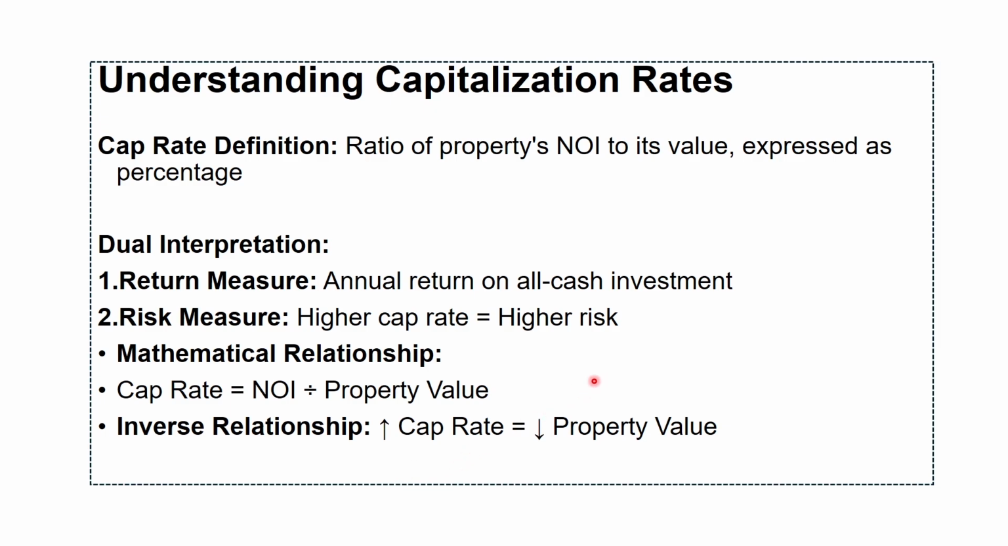Why does this inverse relationship exist? Because when investors demand higher returns, higher cap rates, they are willing to pay less for the same income stream. When they are comfortable with lower returns, lower cap rates, they are willing to pay more. This relationship drives massive changes in property values during economic uncertainty. Cap rates increase as investors demand higher returns for taking real estate risk. During stable periods with low interest rates, cap rates compress as investors accept lower returns. So, that is the basic understanding of capitalization or cap rates.